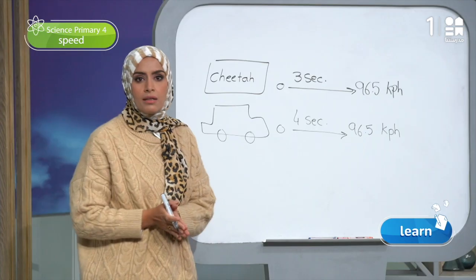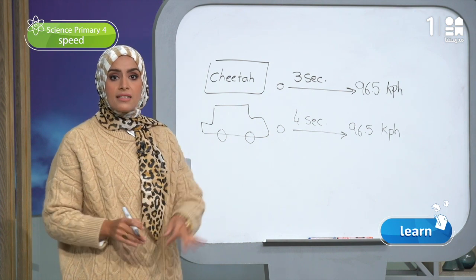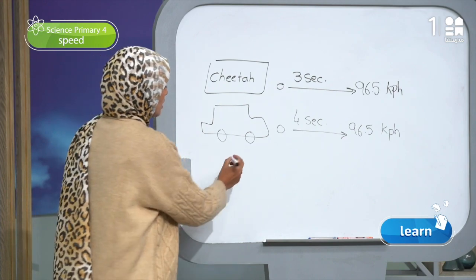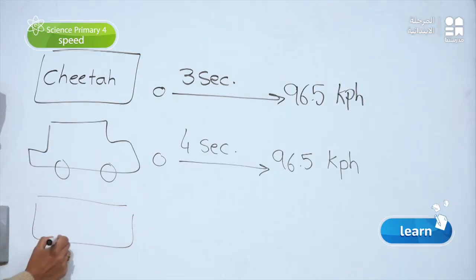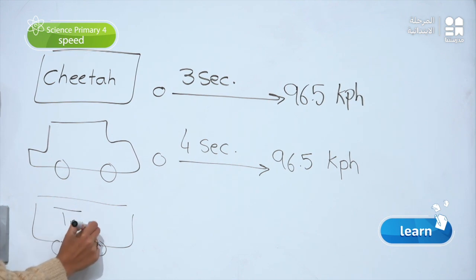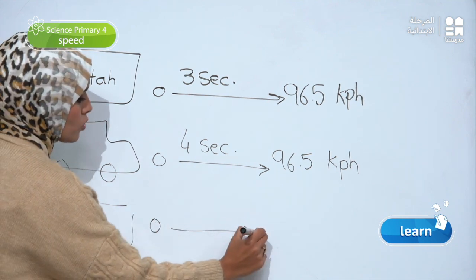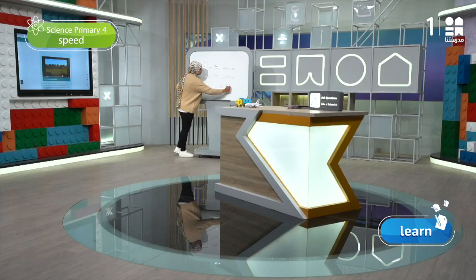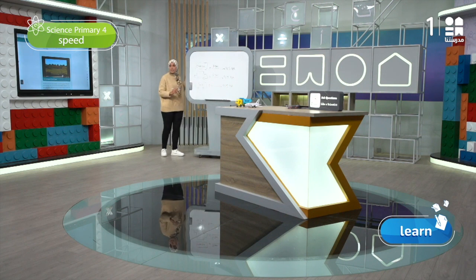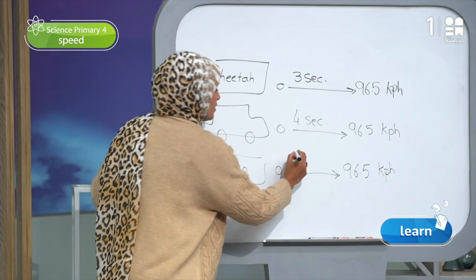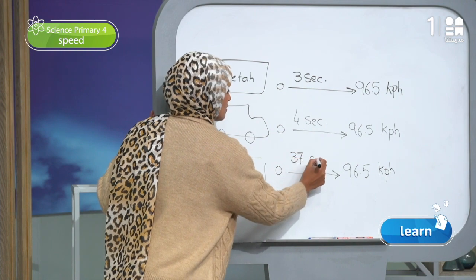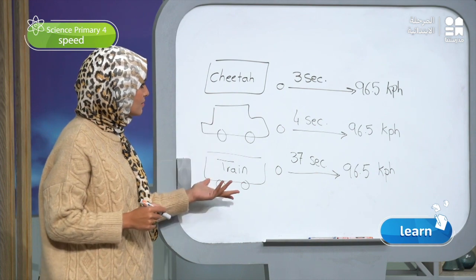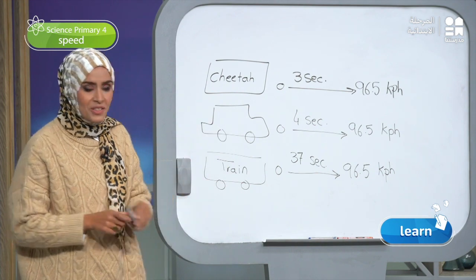What about the train? A high-speed train takes 37 seconds to reach 96.5 kilometers per hour. الترين عشان سرعته توصل من 0 ل 96.5 kilometers per hour, it will take how much time? 37 seconds. Can you see the difference? Who is the fastest one?